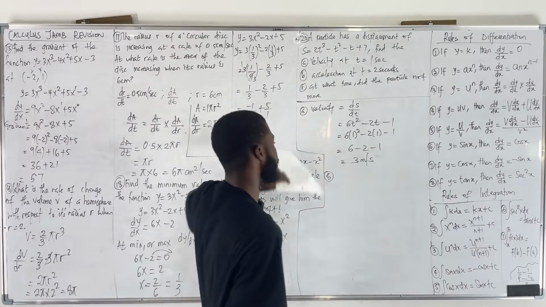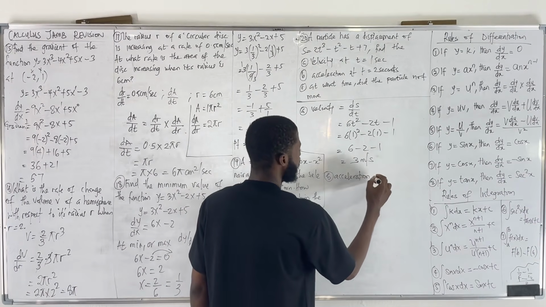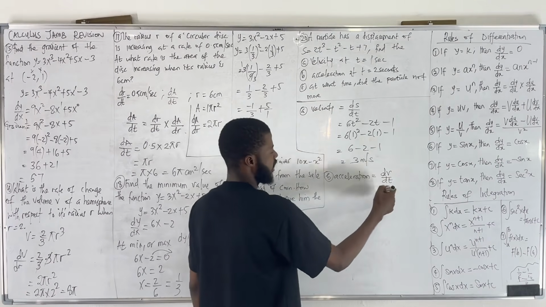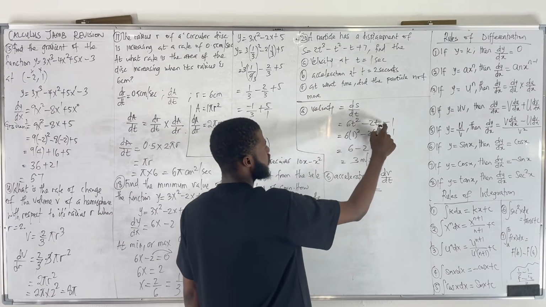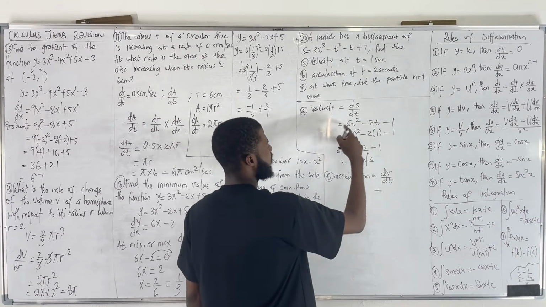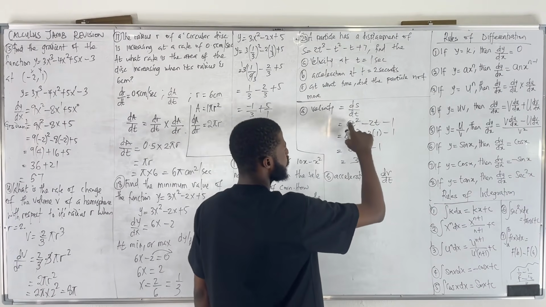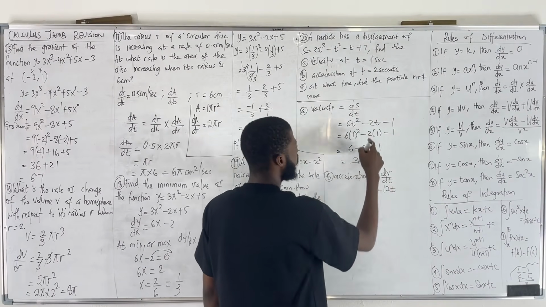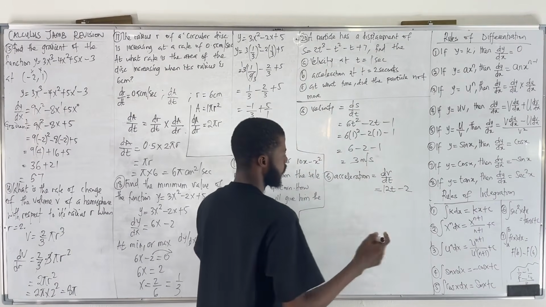B says find the acceleration. Acceleration is dv/dt. Differentiate velocity with respect to time. This is our velocity, right? We had 6t squared minus 2t minus 1. To get the acceleration, we need to differentiate this. So 6t squared differentiates to 12t, then minus 2t differentiates to minus 2. This minus 1 is a constant, so it's gone.